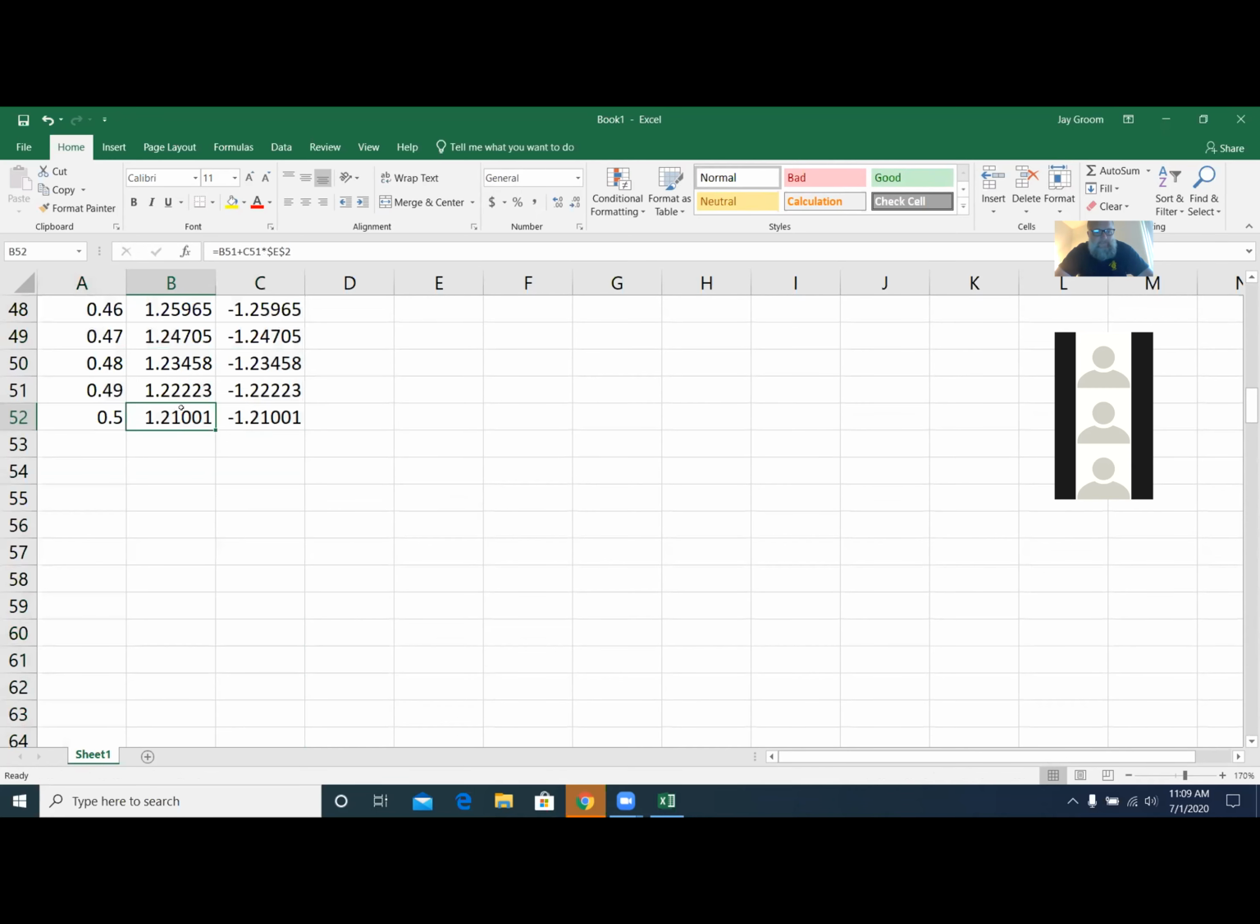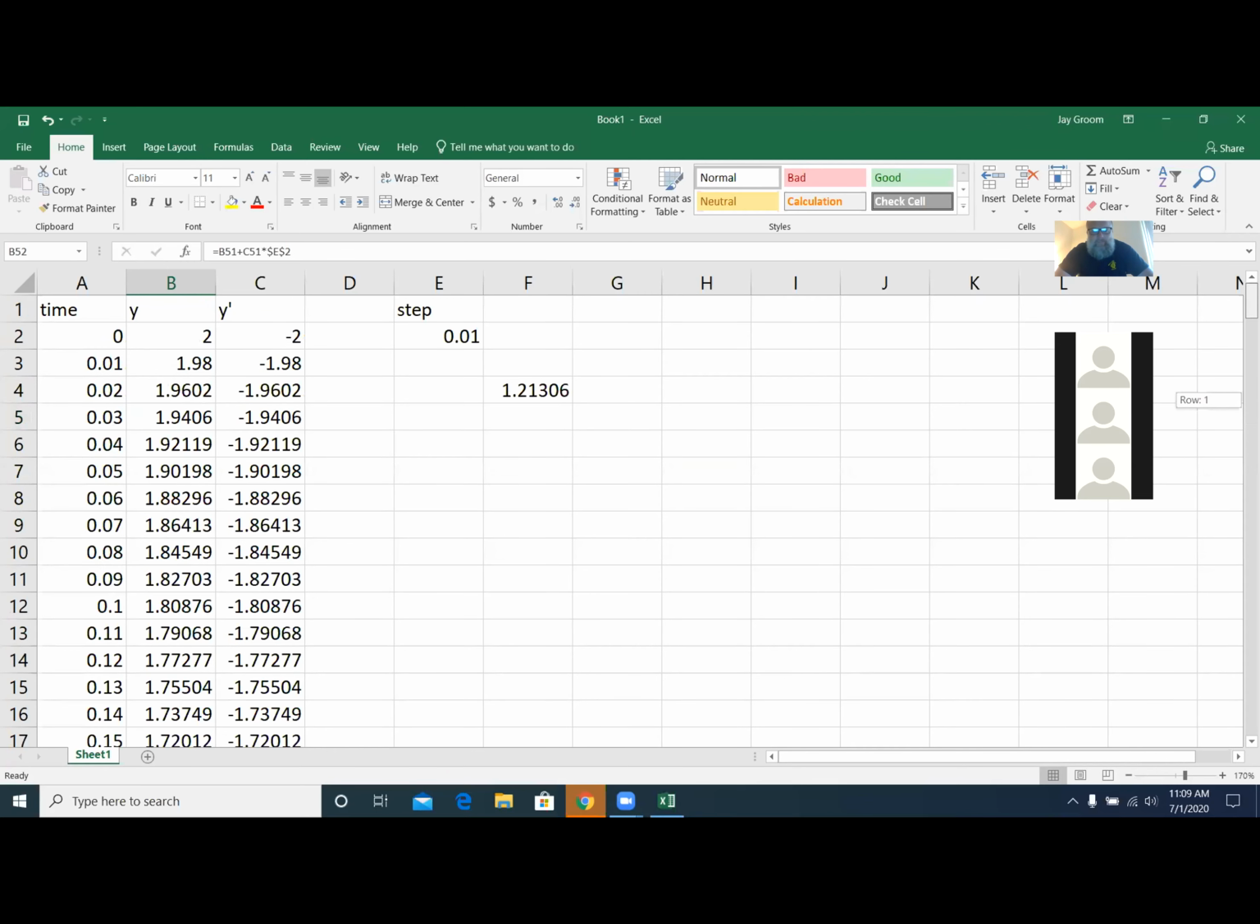Oh, look at that, friends. 1.21. We're off by 0.003. Yeah, it's good enough for government work. If it wasn't good enough for government work, well, then by all means, go out to 10,000 decimal places or whatever you need to go to, and you can get as close as you want to get.